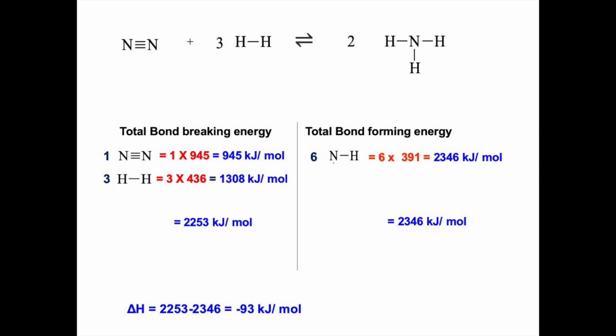So to work out delta H, we do bond breaking minus bond forming. So we do 2253 minus 2346. That gives us a delta H of minus 93 kilojoules per mole. As delta H is negative, that means that the reaction is exothermic, and it's exothermic because more energy was released on forming the bonds of the products than was used to break the bonds of the reactants.